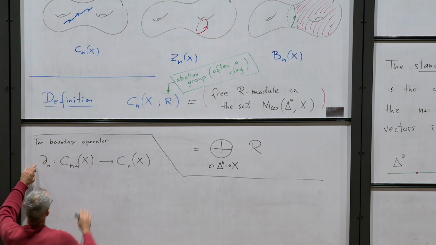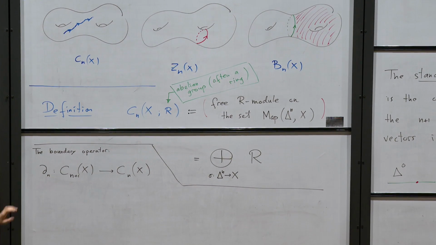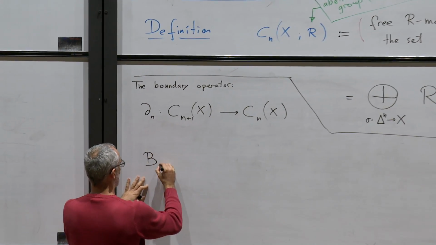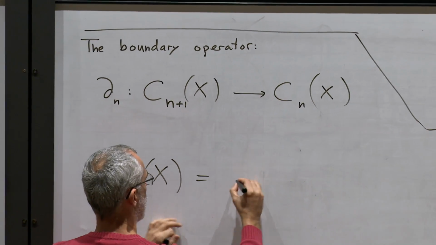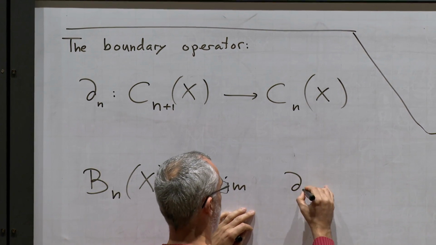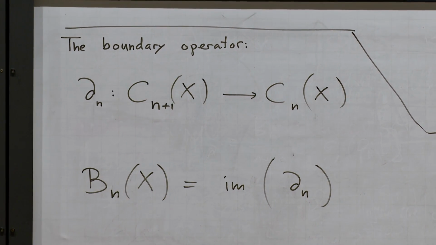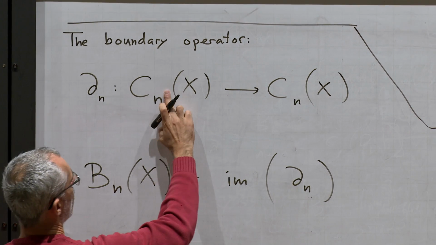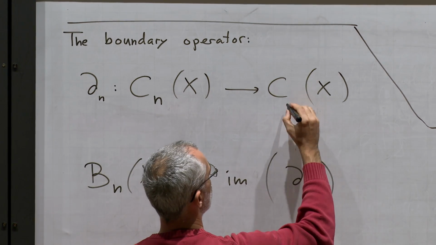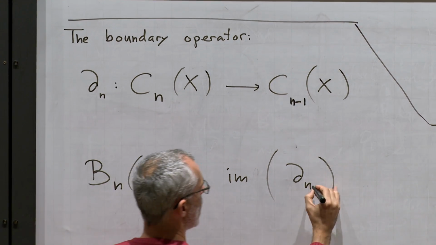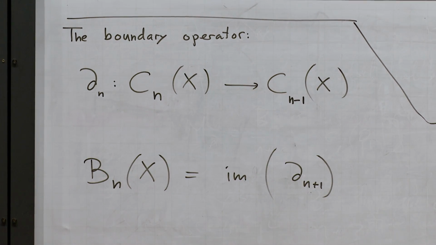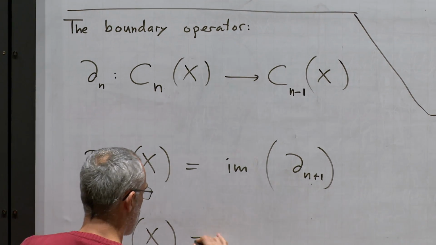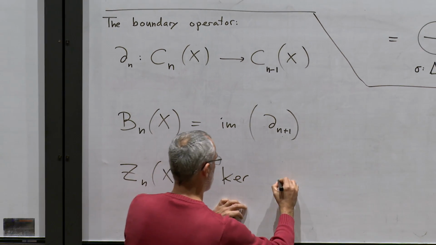I'll tell you in a moment what this boundary operator is, but assuming you have that, then the boundaries are defined as the image of this. Sorry, I think I'm going to change my convention and have it go from n to n minus 1. So then it's the image of n plus 1. And the n cycles is defined as the kernel of this thing.